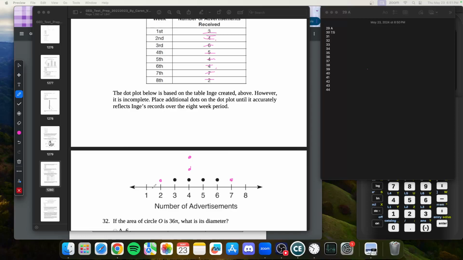It looks like this. Okay. So I'll write down this. There's a dot at 2, there's a dot at 4, there's a second dot at 4, there's a dot at 7. Yeah, those are the dots that I added to the chart.